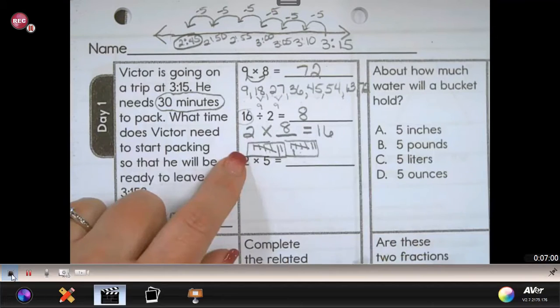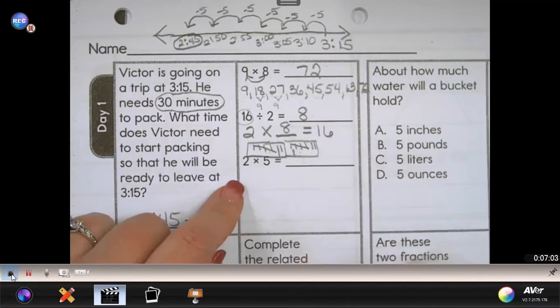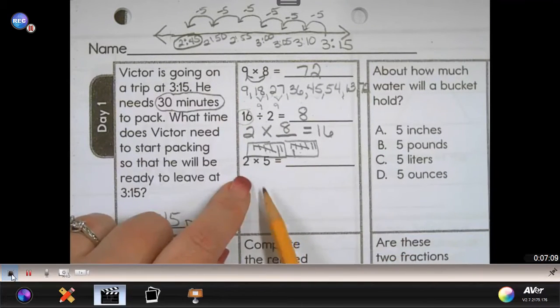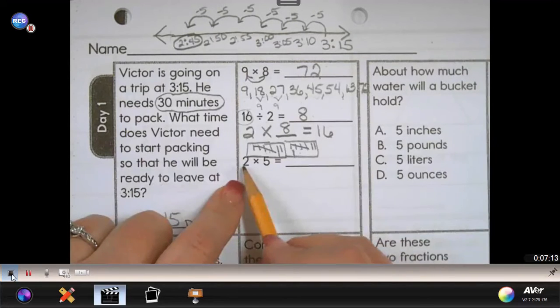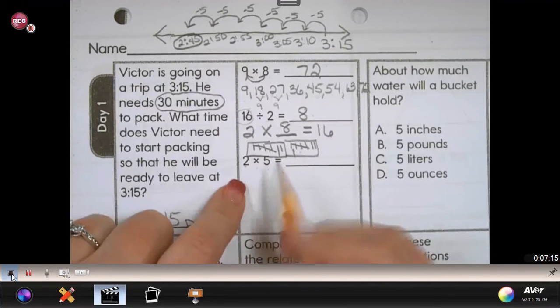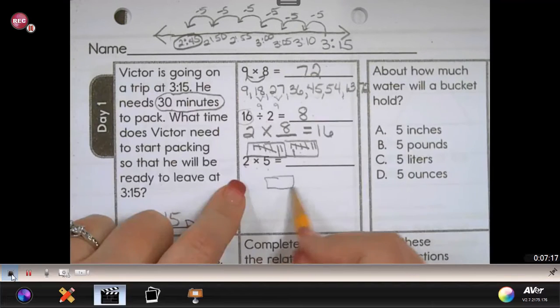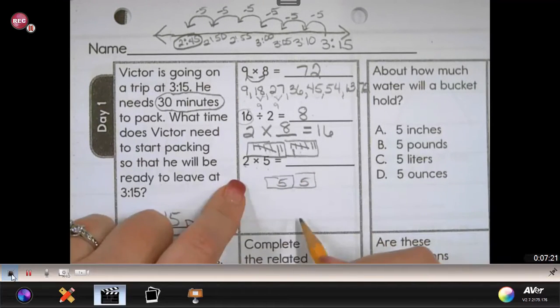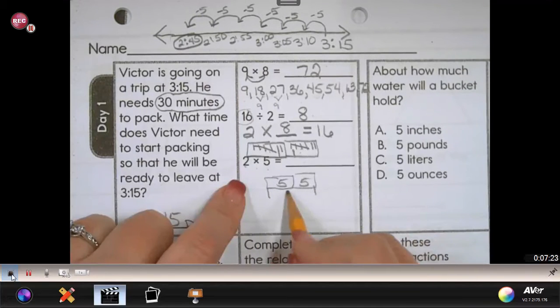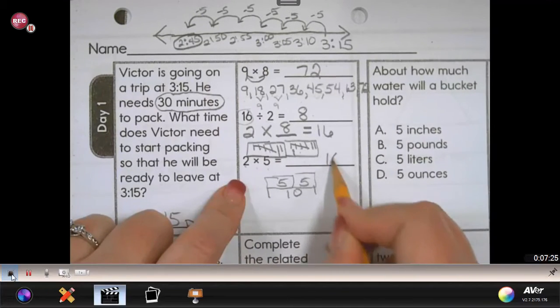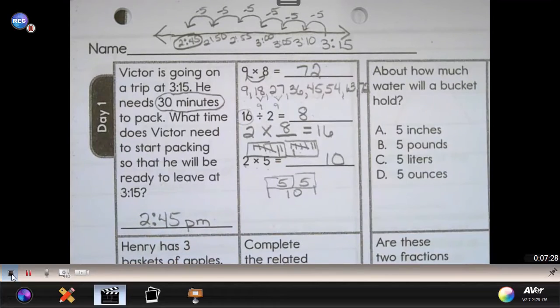So I can use my missing factor of my multiplication to help me find my quotient. Now we have a simple 1 digit by 1 digit multiplication. We have 2 groups of 5. If I model that, here's a group of 5 and here's a group of 5, and 5 makes 10. So my product is going to be 10. That one was a simple one, right?